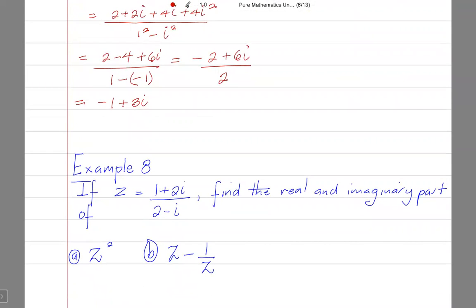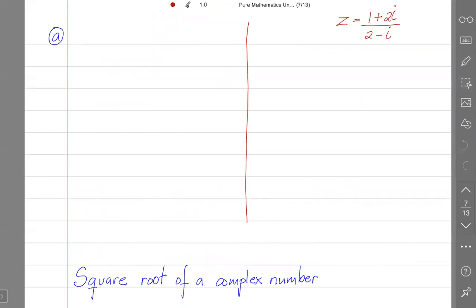We have z. All right, I think I need to work part of 8. Let me work z squared. So I'll work A for 8. You should be able to manage B after I do A. So I'm turning the page. So I have z, and I need to find z squared. So first of all, what I would do is I would work out what z is.